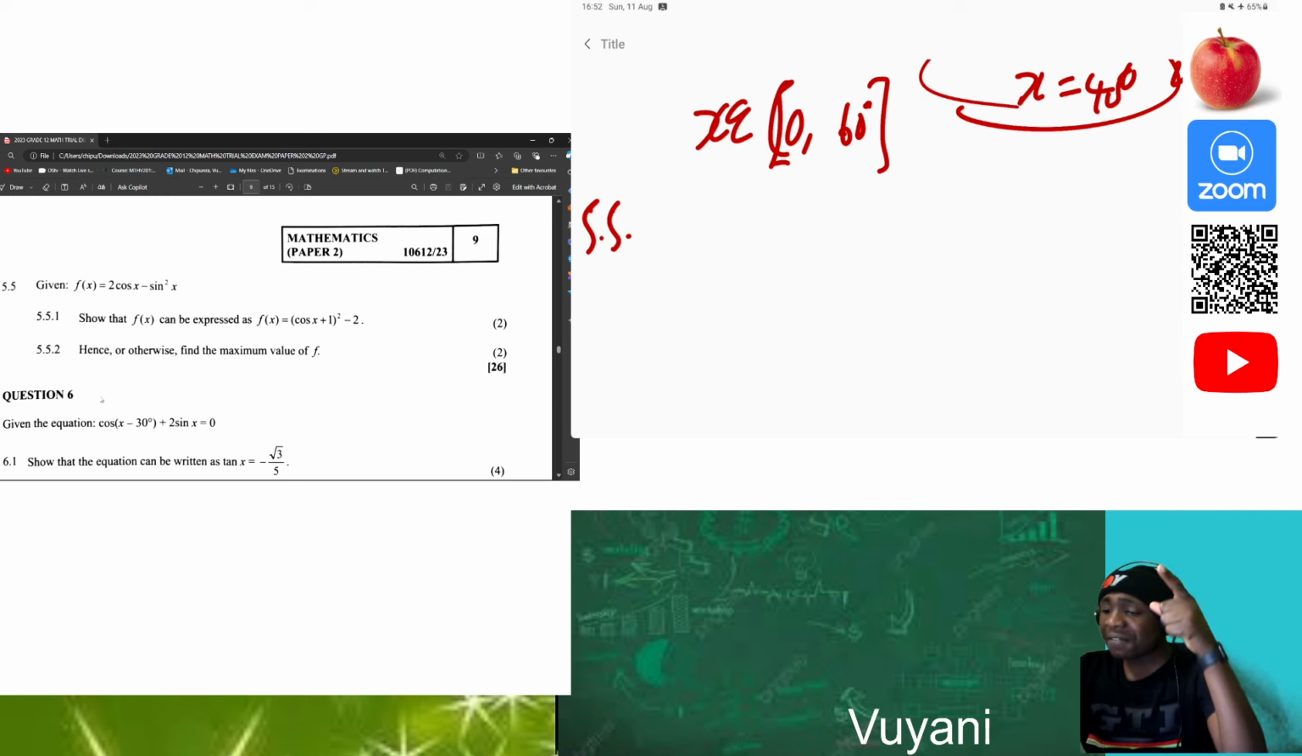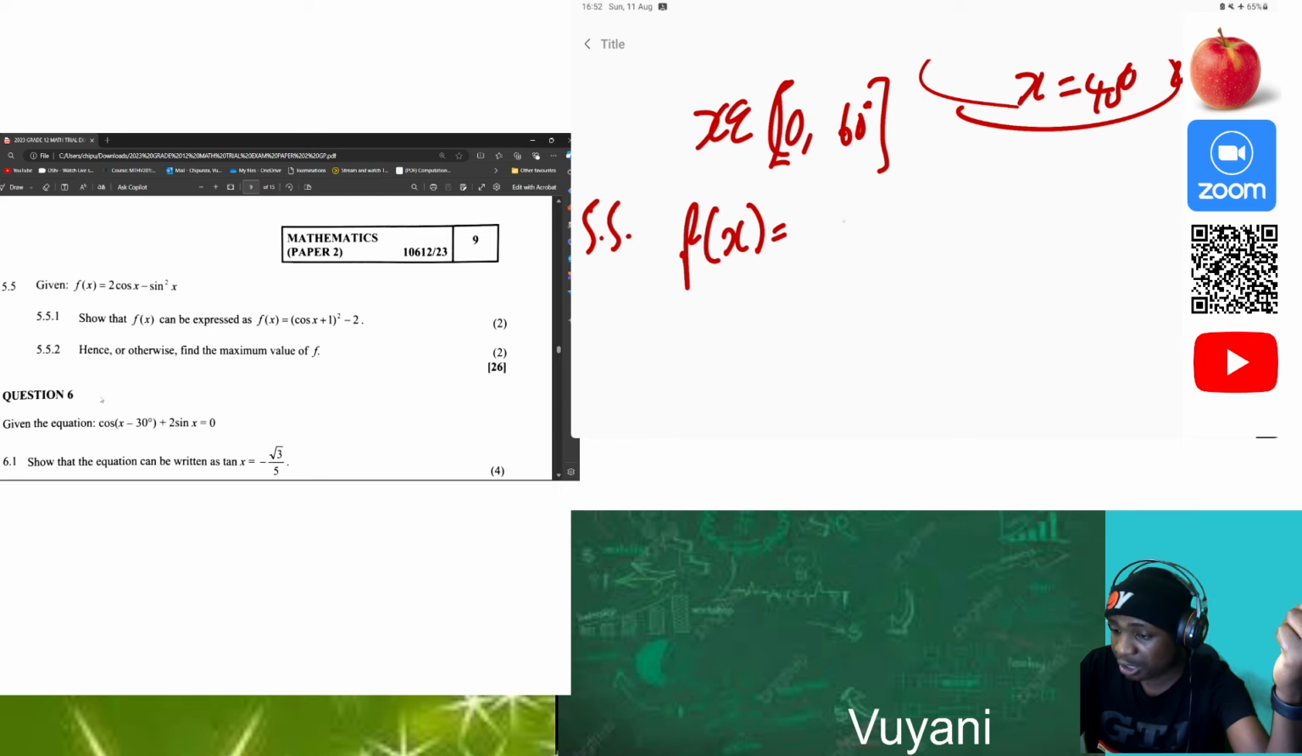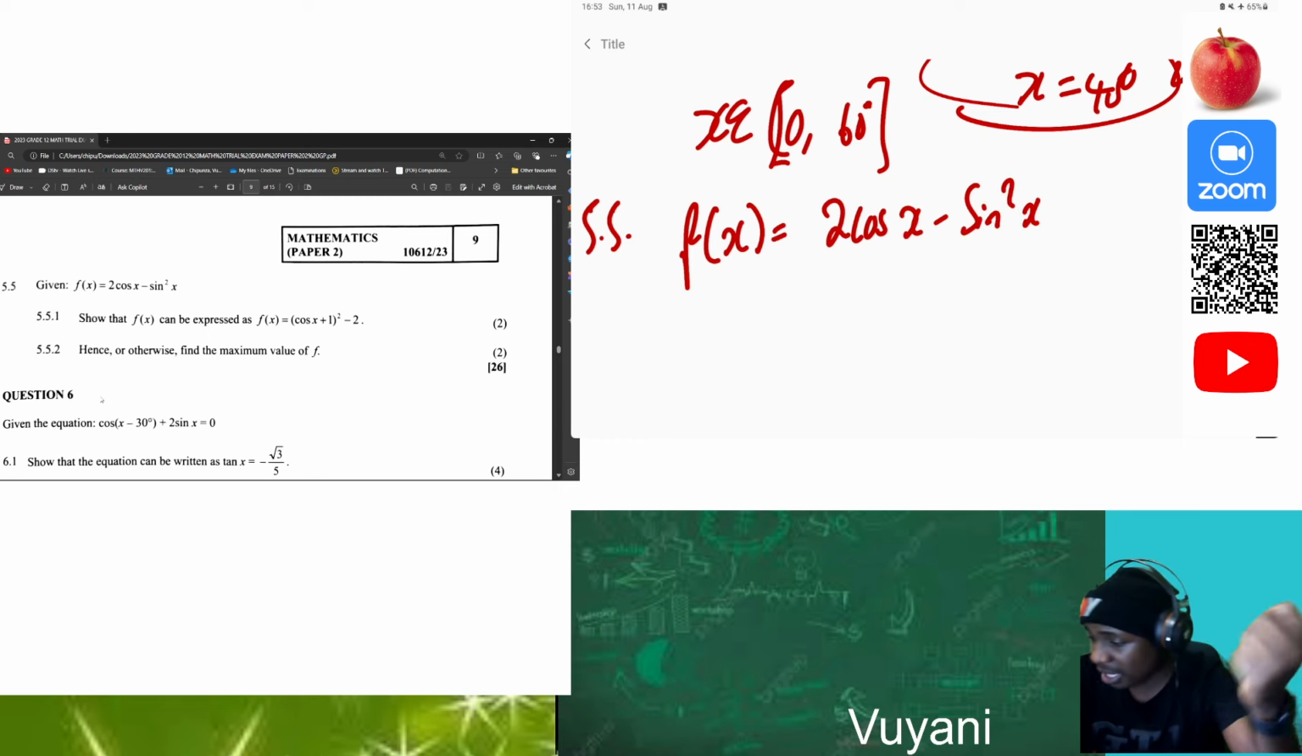I love maths. Given f of x is equal to 2 cos x minus sine squared of x. Okay, right. So what do you want us to do? Let's check that out. In this 5.5.1, we are initially on 5.5, we're given f of x, which is always equal to 2 cos x minus sine squared of x. Okay, that's interesting. But now, what do you want from us? That's the $1 million question we need to ask. What do you want from us?